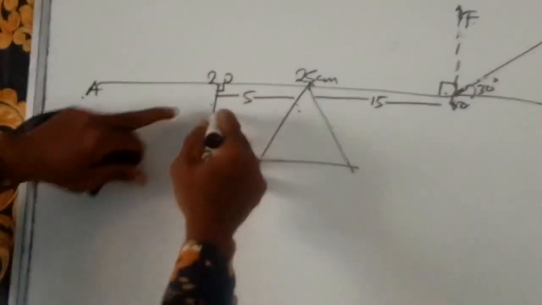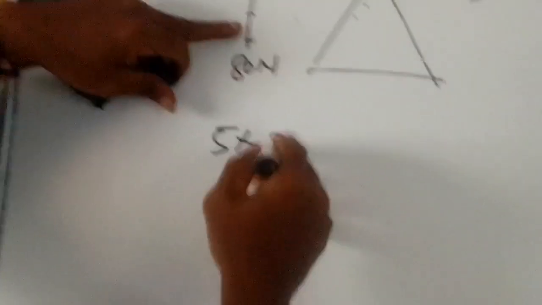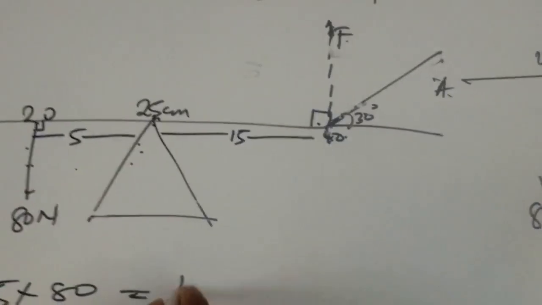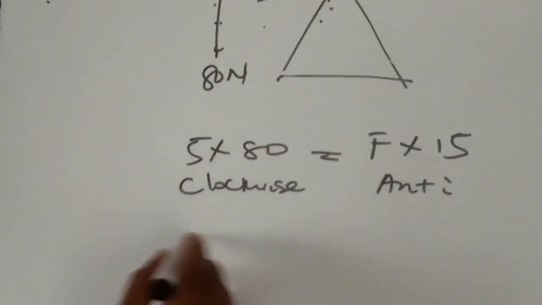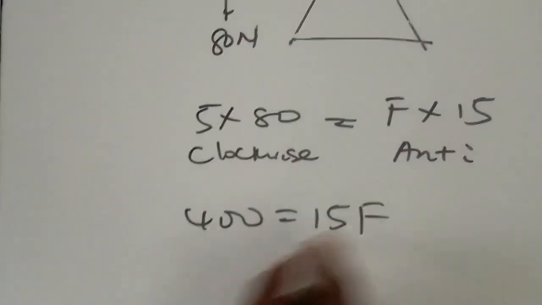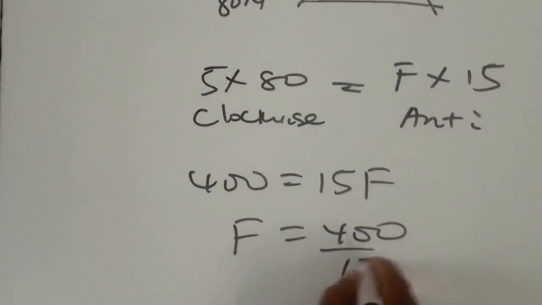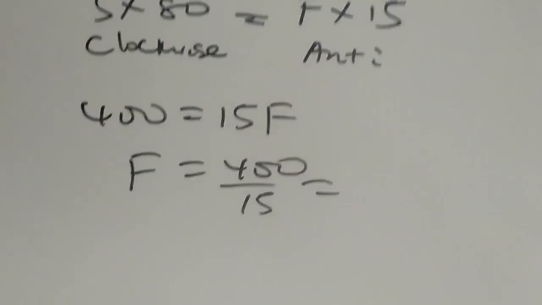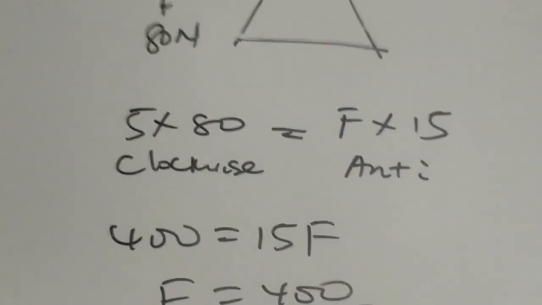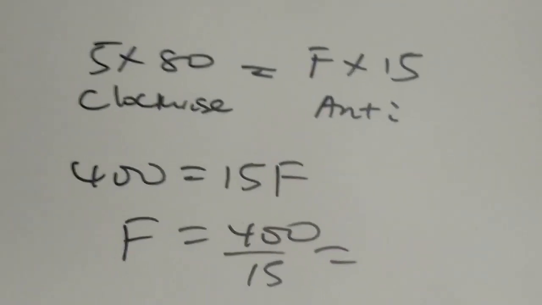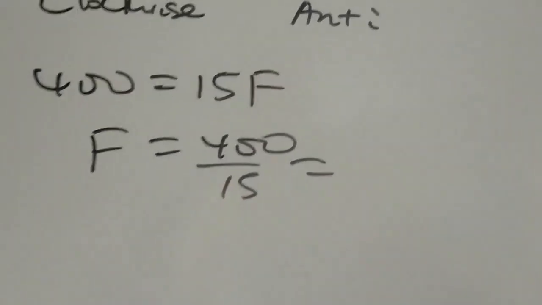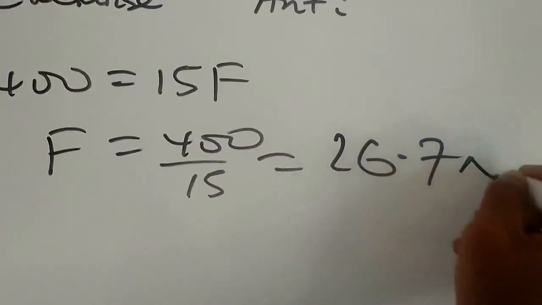Taking moments here, take it as clockwise: 5 times 80, the clockwise moment, equals F times 15, the anti-clockwise moment. So now 400 equals 15F. F now becomes 400 over 15. Dividing 400 by 15, we have 26.7 Newton. So the imaginary force over there is 26.7 Newton.